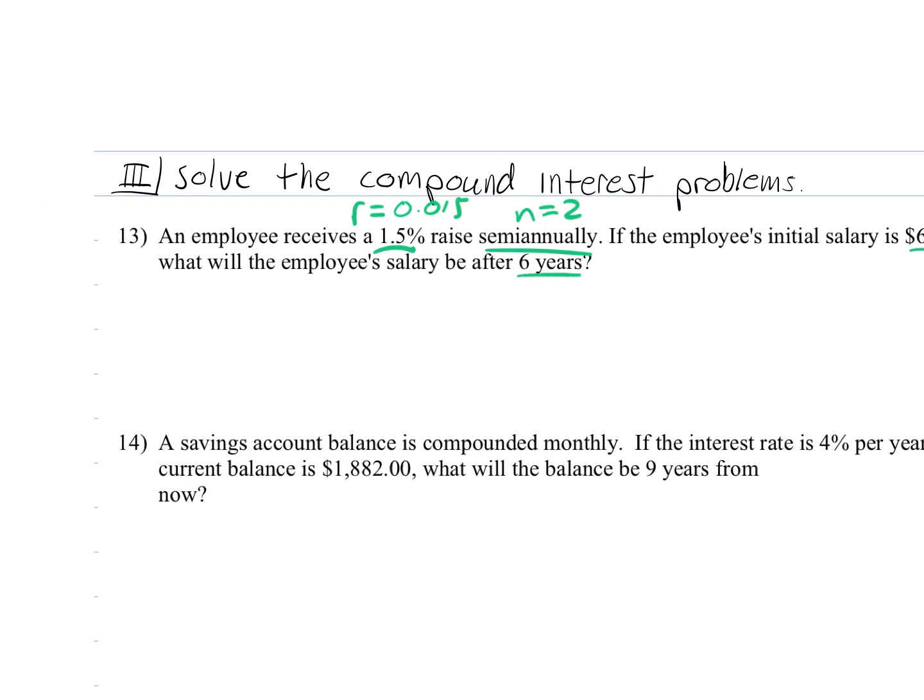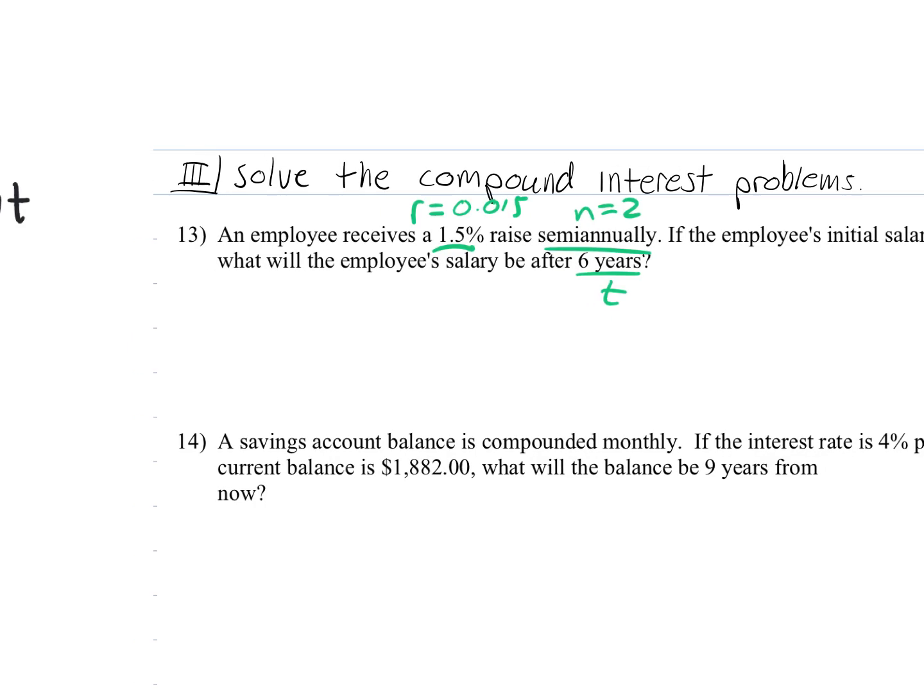And you want to find the salary after 6 years. This is t, your time. Your time is always in years. All right, so I'm going to just plug this into our formula. A equals P, which is 62,800, times 1 plus r, which is 0.015, over n, which is 2, to the power of 2 times 6.